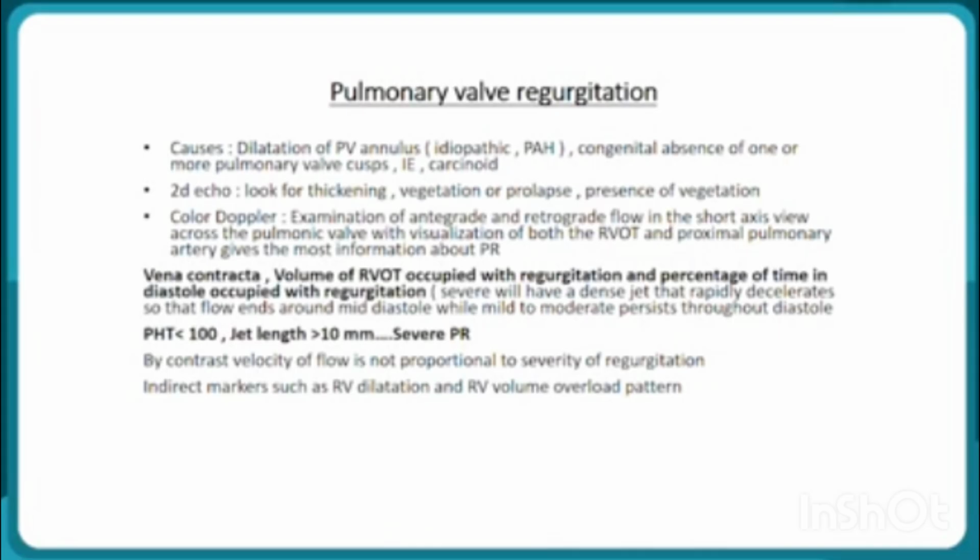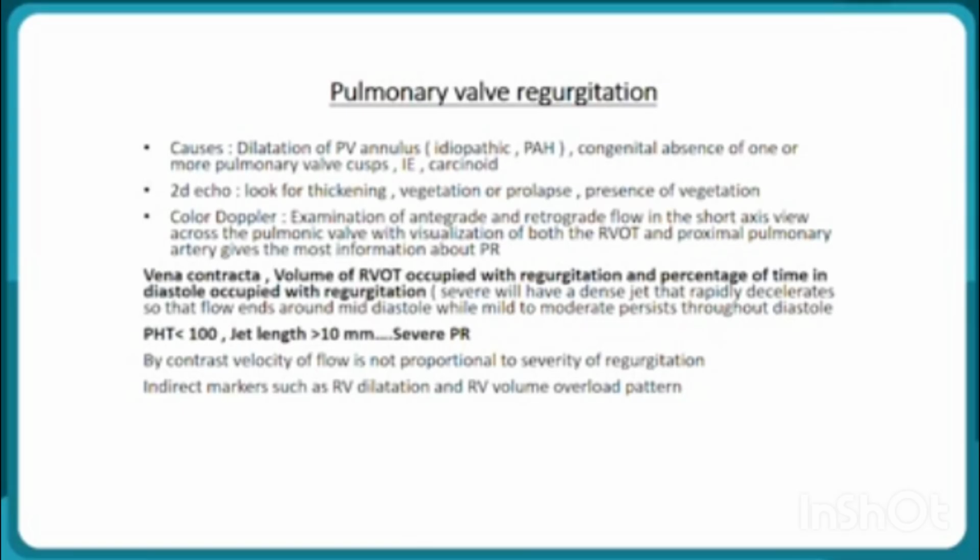On 2D echo, you look for thickening, presence of infective endocarditis vegetation or other vegetation, and prolapse. Color Doppler examination of antegrade and retrograde flow in the short axis view across the pulmonary valve, with visualization of both RVOT and proximal pulmonary artery, gives the most information about PR. We calculate vena contracta, the volume of RVOT occupied with the regurgitation jet, and the percentage of time in diastole occupied with the regurgitation. Severe PR will have a dense jet with rapid deceleration so that the flow ends in mid diastole, while mild to moderate will persist throughout diastole.